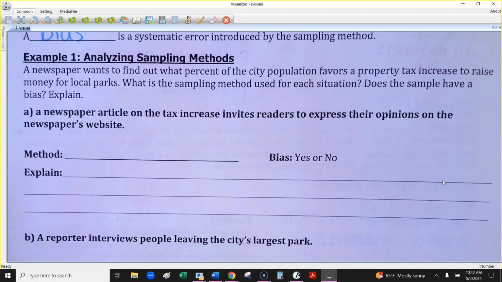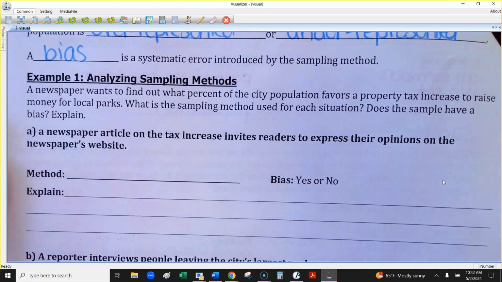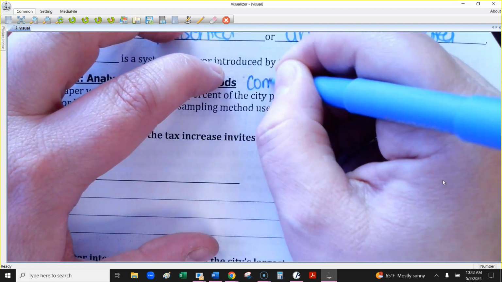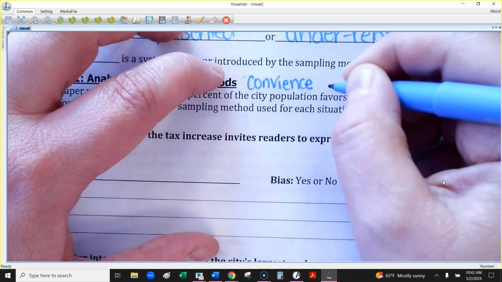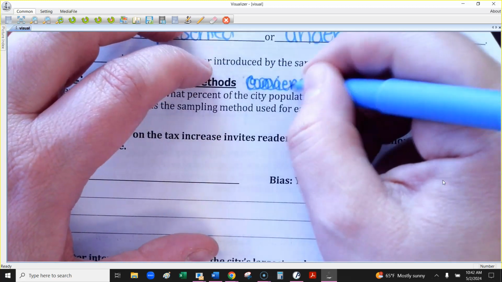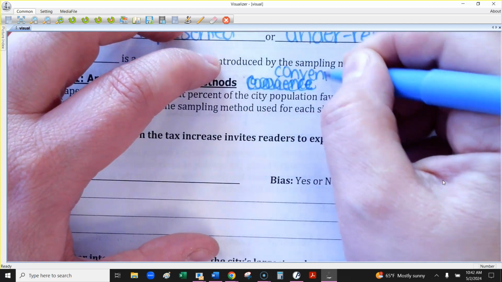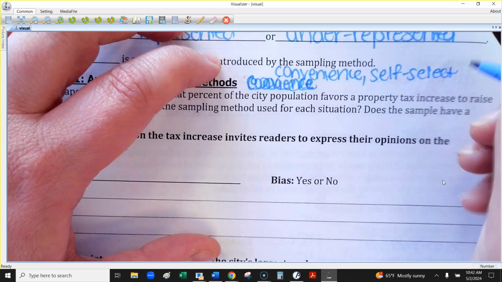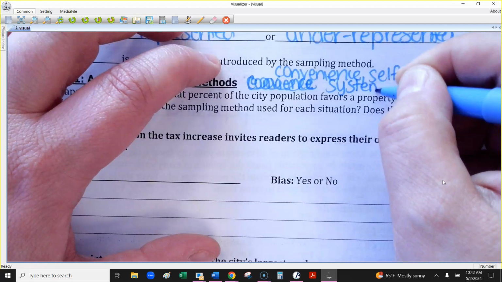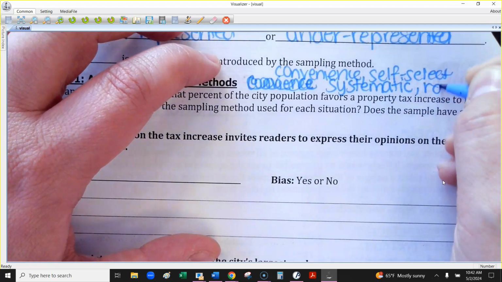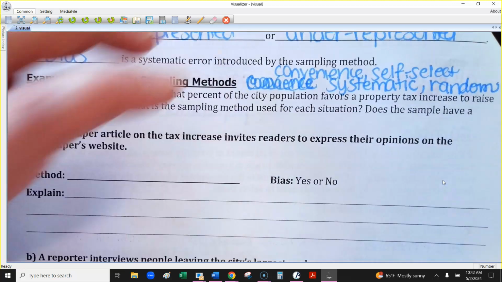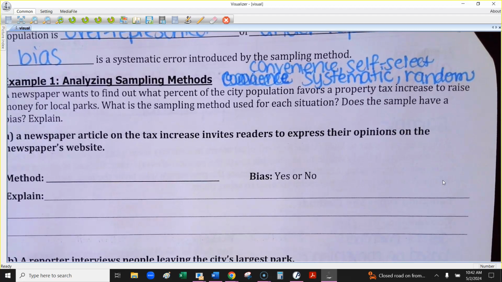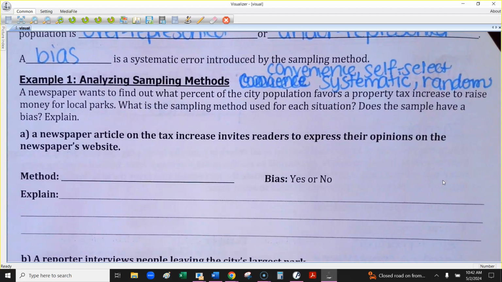Okay, so here's a little example. I probably should have rewritten these on the page, so I'm going to write these real quick so you can see them. All right, so these are the options. You can have convenience. I know I just spelled that wrong. You can have self-selected. You can have systematic. These are the 4 options. Or you can have random. So self-select is when you're volunteering or responding to something in some way, basically volunteering yourself to participate in the sample. So those are the 4 options.